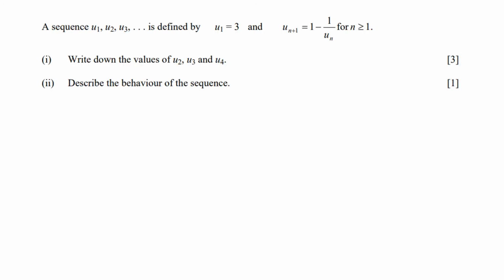All right, let's finish this off with a couple of exam questions. You tend to see more arithmetic and geometric, but obviously you will see the odd recurrence relation. We've got a sequence defined by u1 is 3 and un plus 1 is this thing. So let's work out our values.